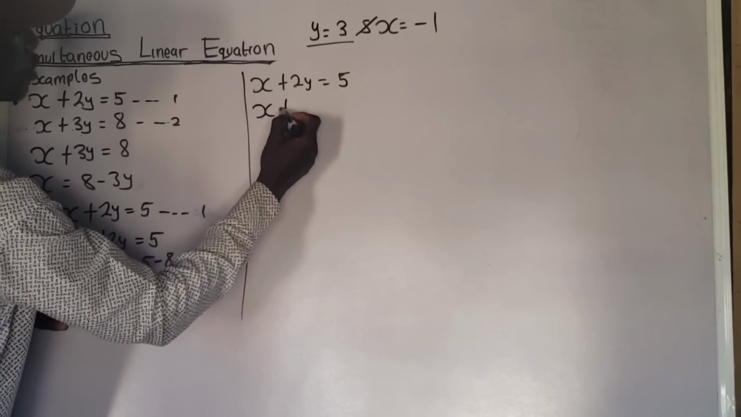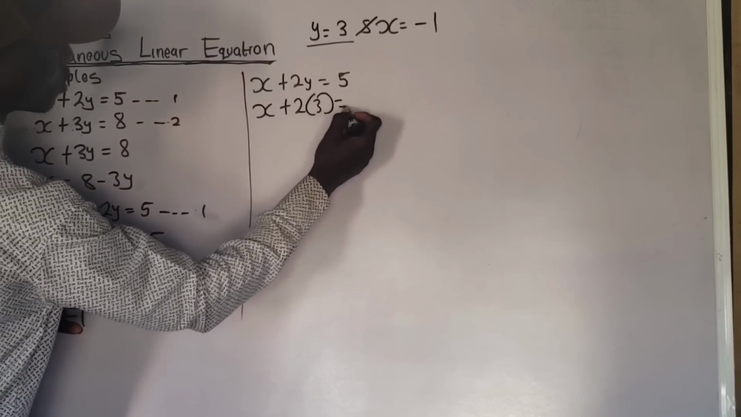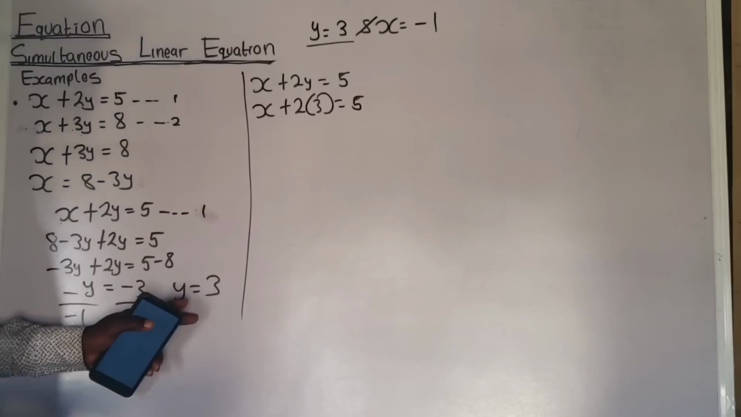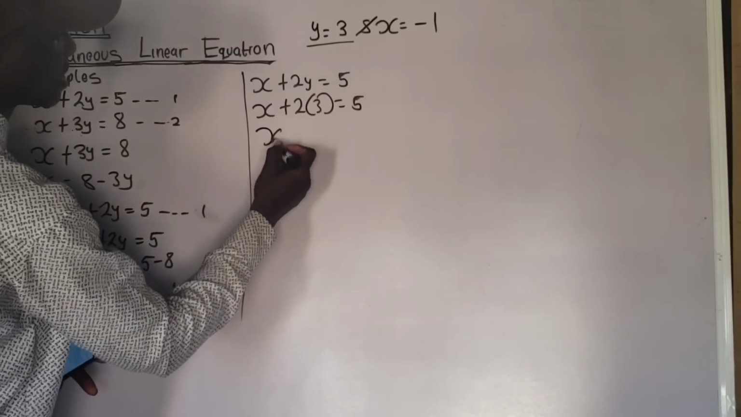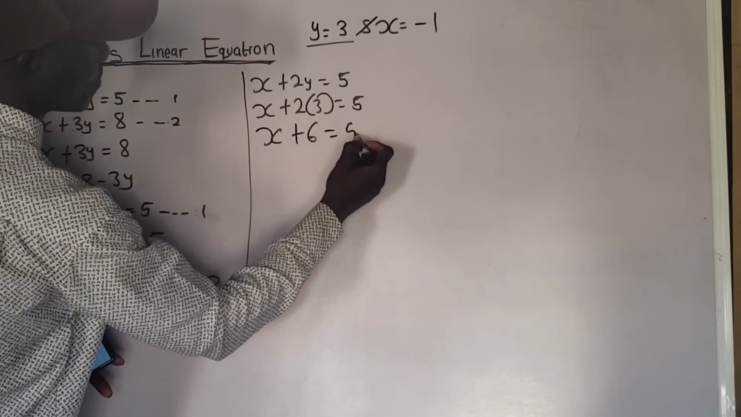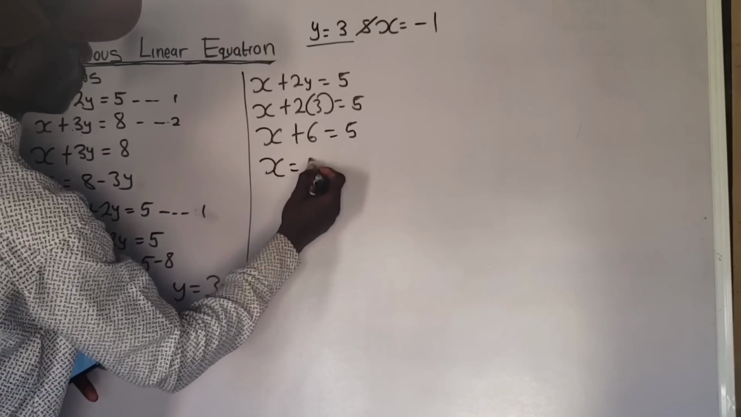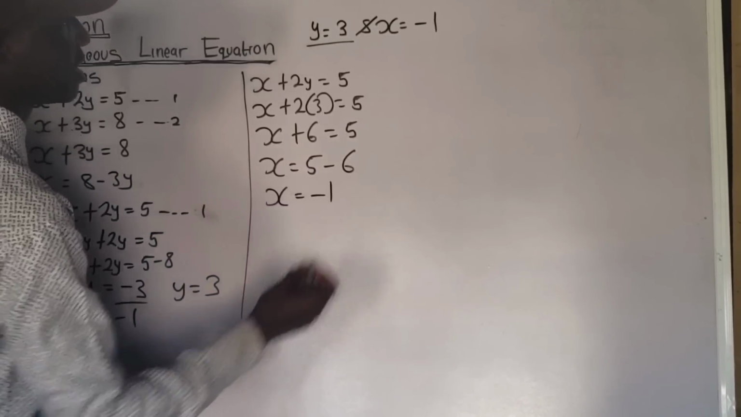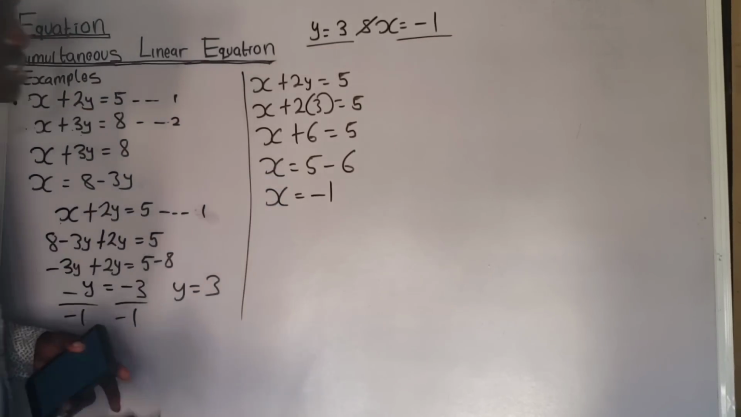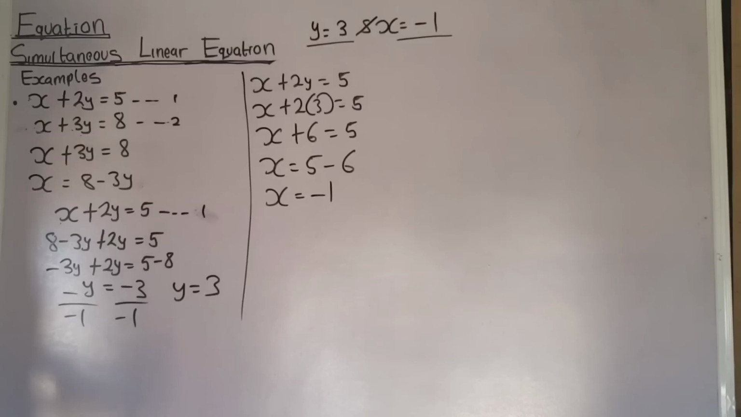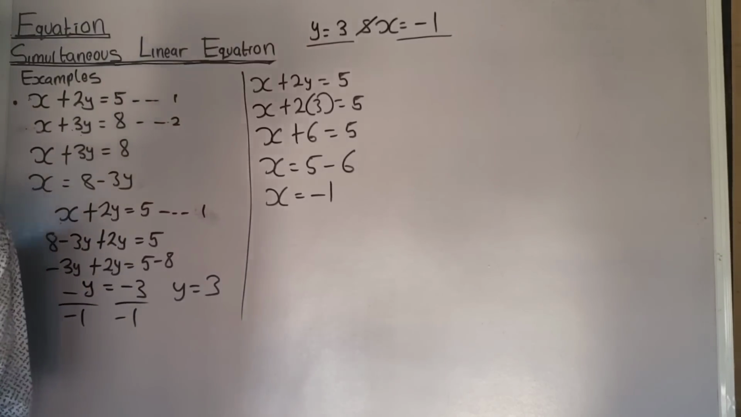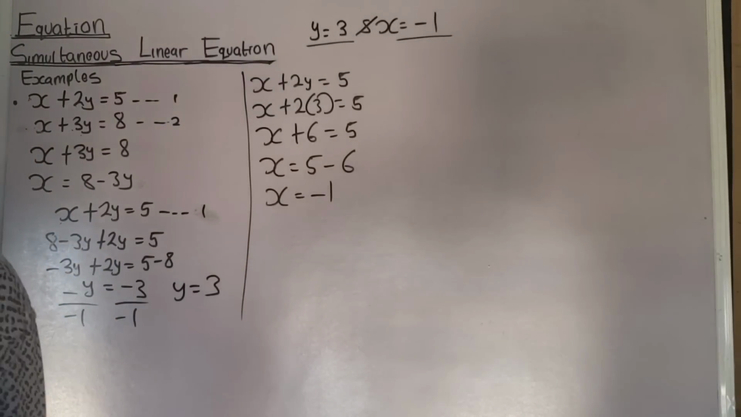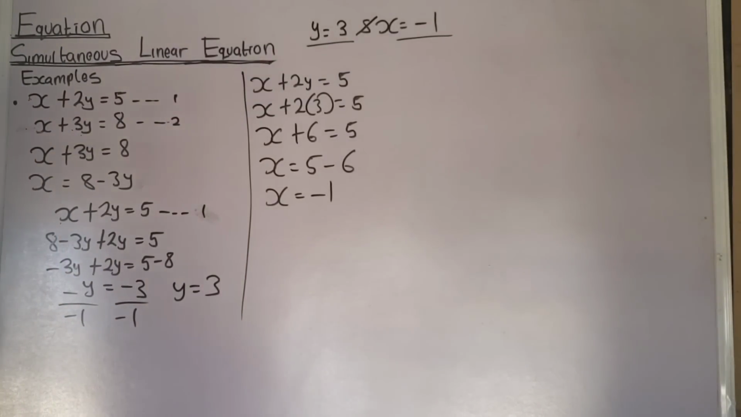So x plus 2 into bracket 3 is equals to 5, because y is now equals to 3. So I'm going to have x plus 6 is equals to 5. X is equals to 5 minus 6. X is equals to negative 1. You understand? This is also the same thing as what we get when we use the elimination method. Do you understand? So now, if you are happy with any method that you use to solve this pair of simultaneous equations, you must have the same answer, be it substitution method or elimination method.